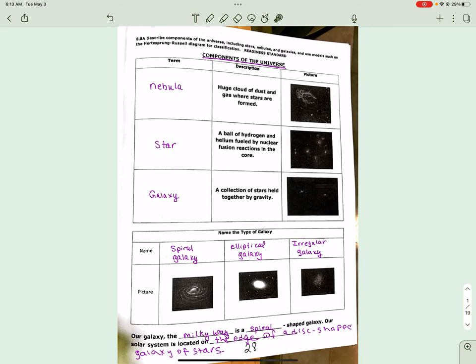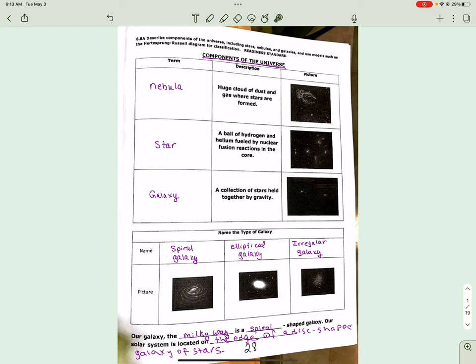So for the first one, it's a nebula. A nebula is a huge cloud of dust and gas where stars are formed. We say gas and dust and gravity, gas and dust and gravity, and then all of a sudden, boom, a star gets formed. Now, what is a star? Just like when I said boom earlier and a star is formed, it's because the star went through nuclear fusion, okay? Because hydrogen atoms converted into helium. So now instead of just having hydrogen, we have helium as well. So then these are the stars.